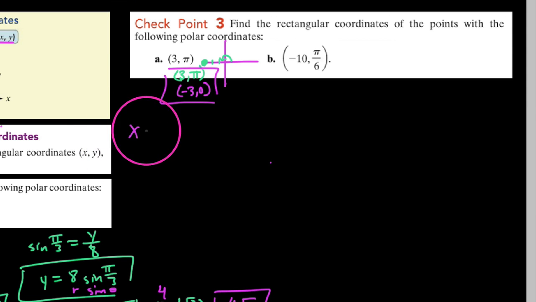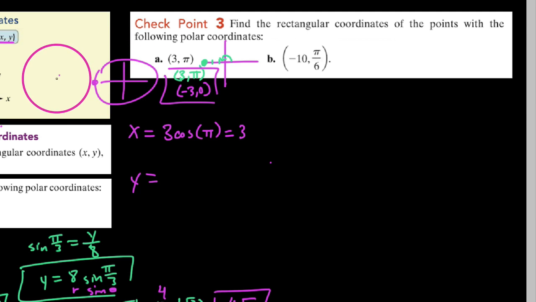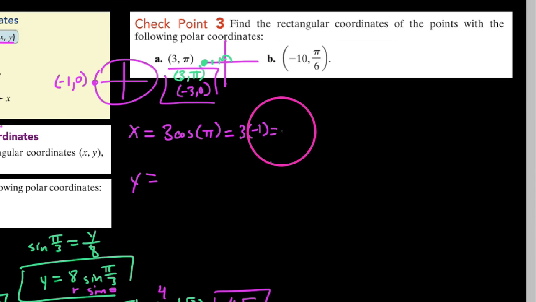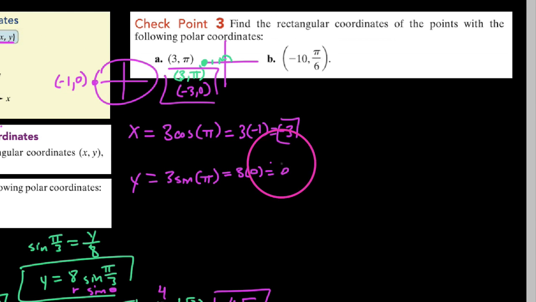But also what I want to see is that you took your r value here, 3, and for your x value, we took 3 times the cosine of theta. This would be 3 times the cosine of pi, and our cosine value at pi is -1. So what we get is 3 times -1, which is -3, our x value. Now for our y value, which should certainly be 0, the reason is because we're taking 3 times the sine of pi, and our sine value at pi is 0. So we get 3 times 0, which is 0. So our xy pair is -3 comma 0.